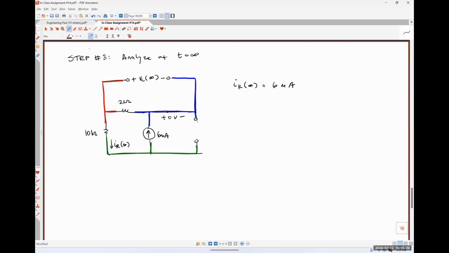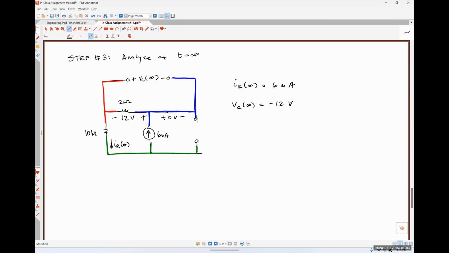Anybody have any thoughts on what the voltage drop across the 2 kilo ohm resistor is? 12 volts. So 12 volts, because all 6 milliamps is going to flow through it. But what's the polarity? I agree with that. Positive polarity on the left or positive polarity on the right? On the right. So how does that polarity compare to the voltage drop across the capacitor? Negative. So VC at infinity is negative 12 volts.